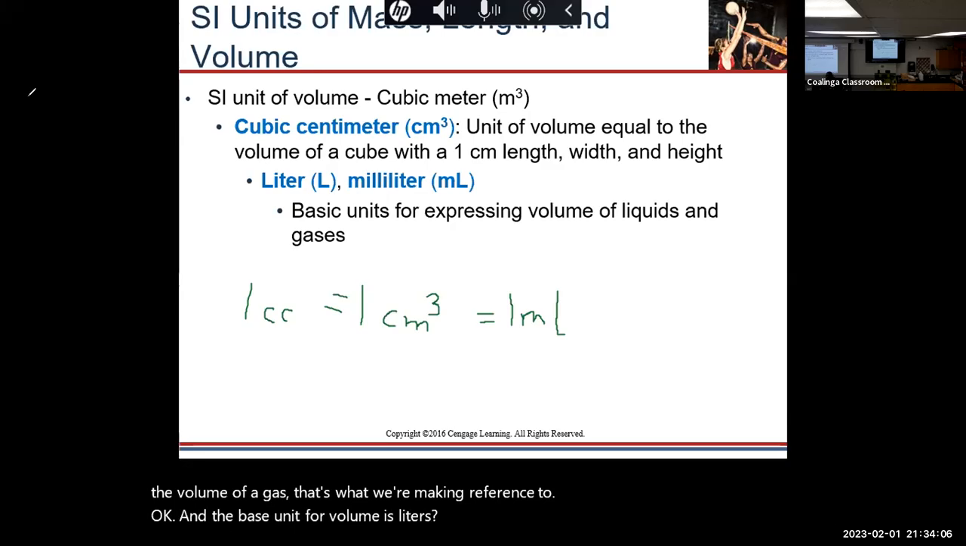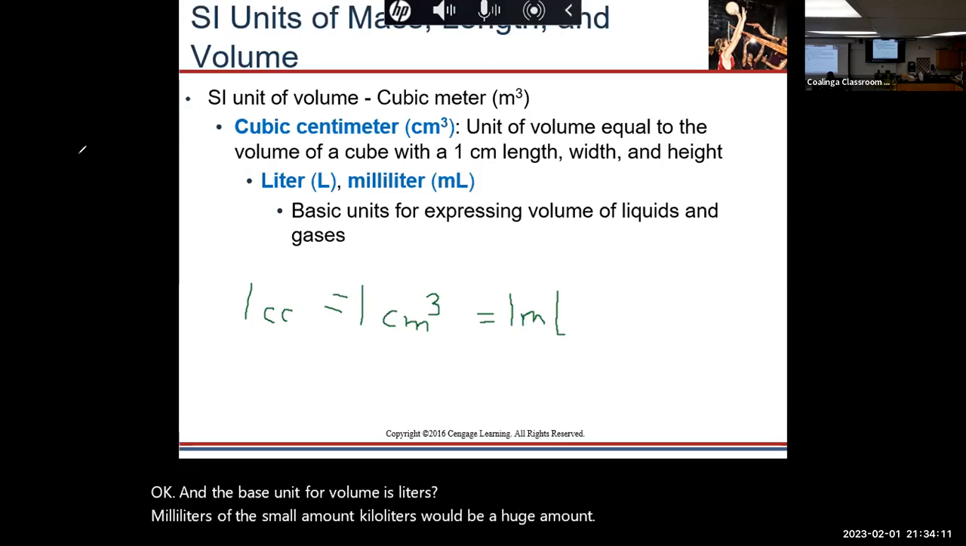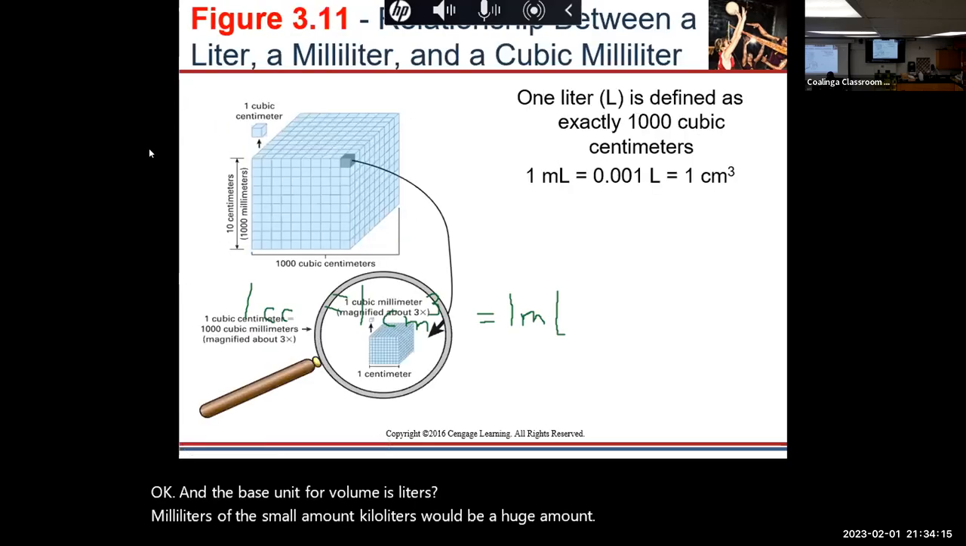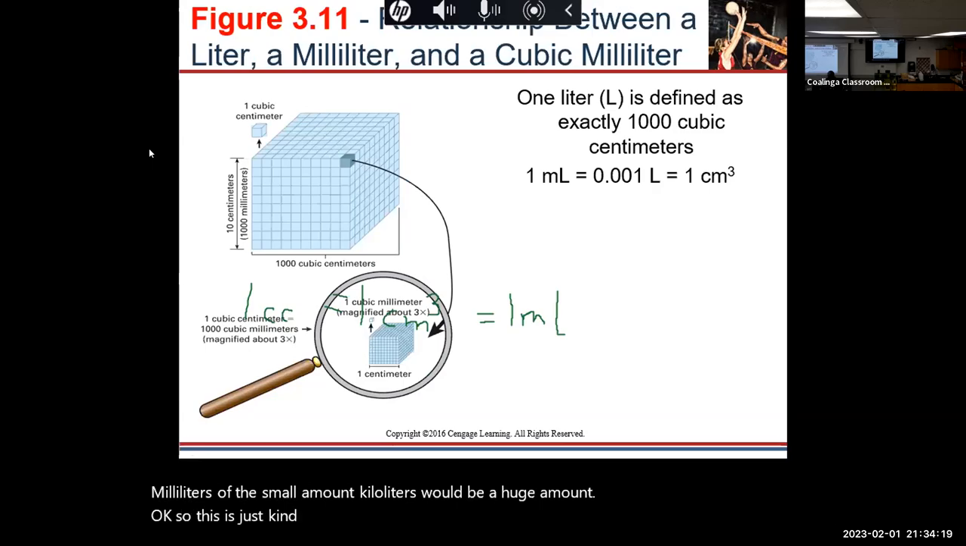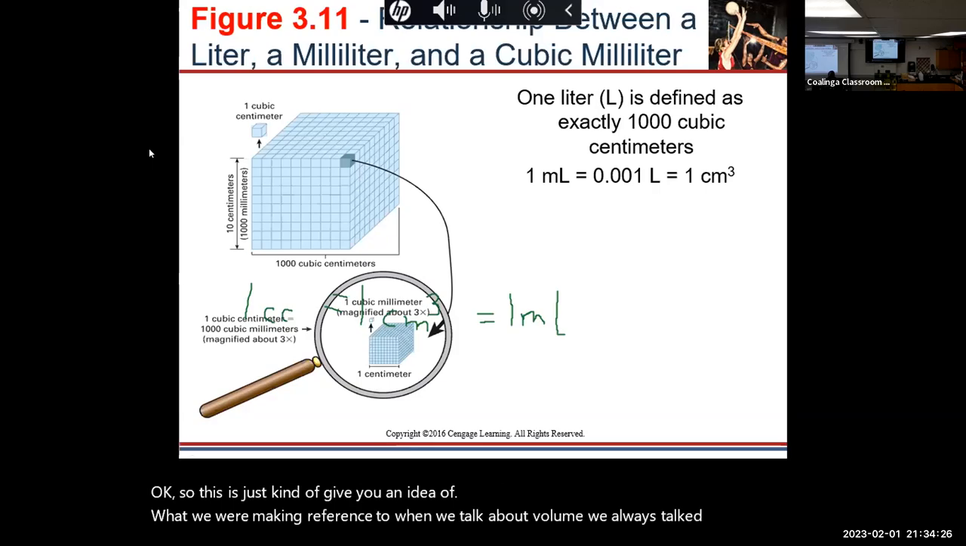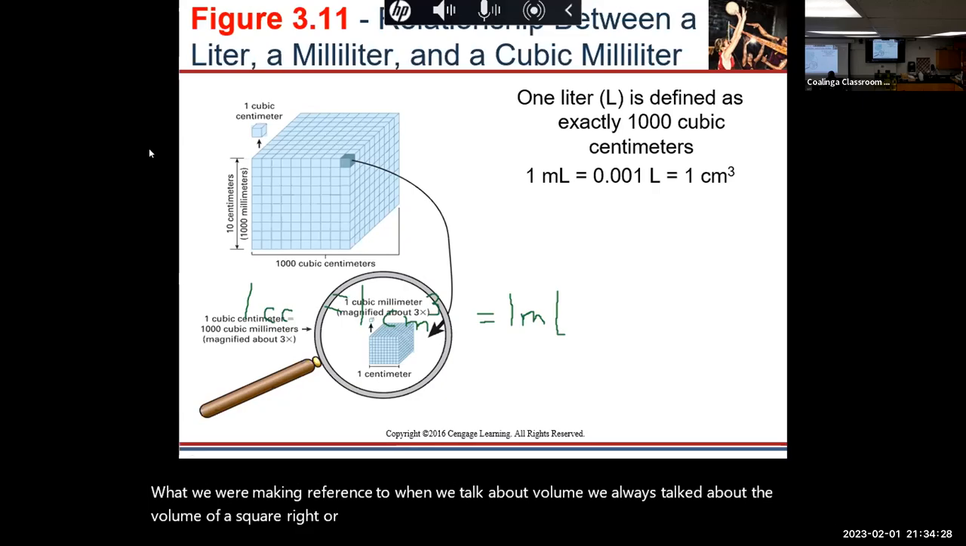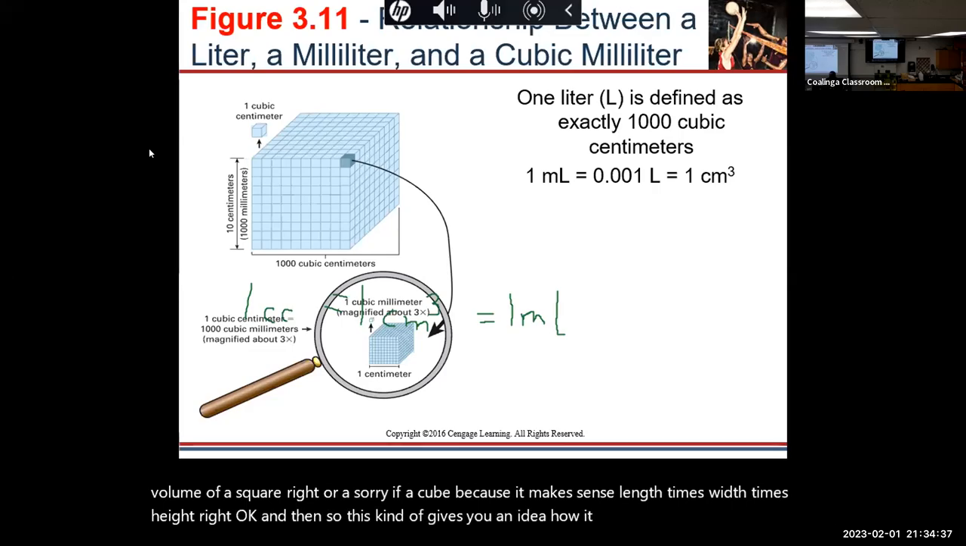Milliliters is a small amount. Kiloliters would be a huge amount. Okay, so this is just to give you an idea of what we're making reference to. When we talk about volume, we always talk about the volume of a square, right? Or of a cube. Does it make sense? Length times width times height, right?